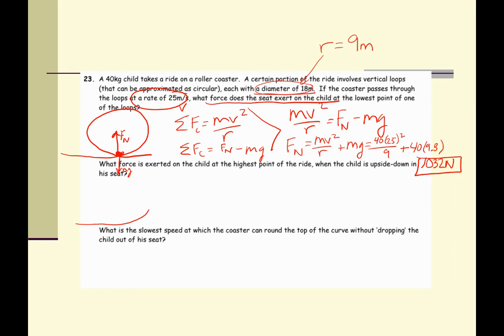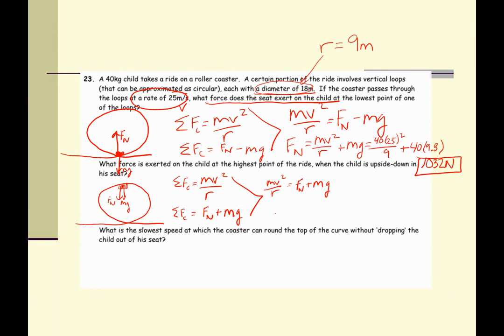Okay? Now, what force is exerted on the child at the highest point of the ride when the child is upside down? So at this point, I have my normal force and I have my mass times gravity. So my sum of my forces is always, again, equal to mv squared divided by r, or ma. And a is v squared divided by r. My sum of my forces is also equal to my normal force plus my mass times gravity.